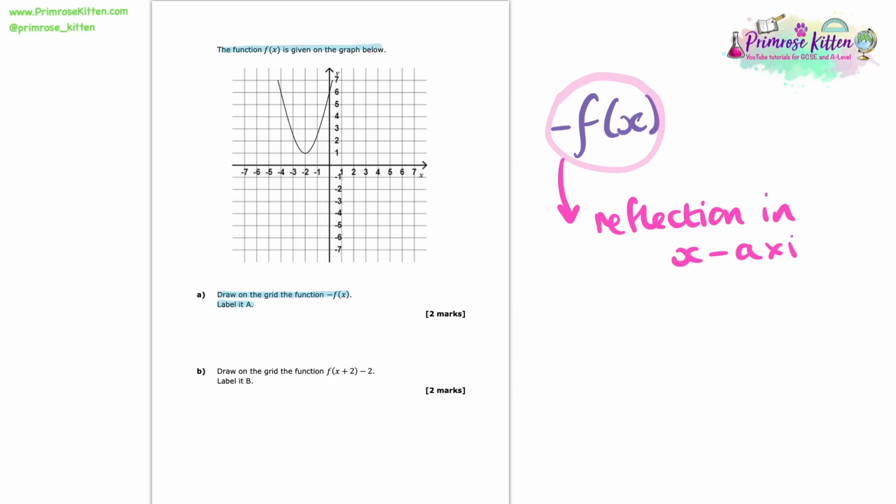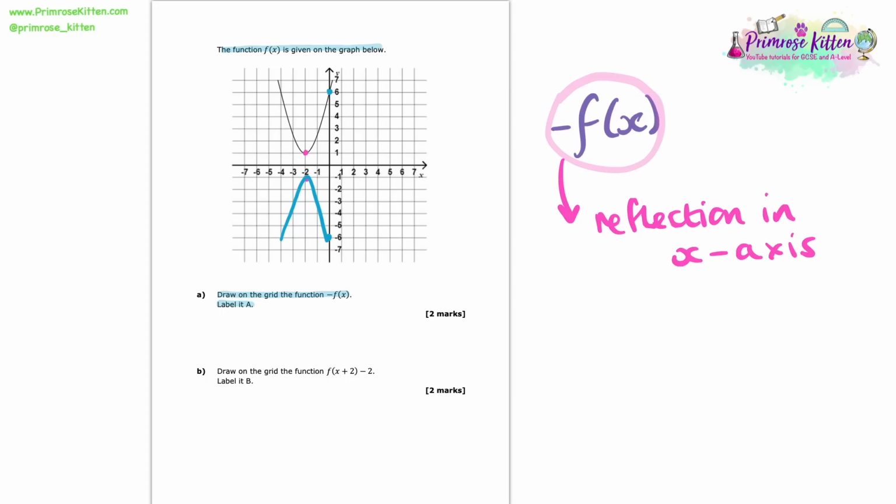We need to look at the x-axis and reflect any of the key points. So if we look at the minimum point of this curve at the moment, which is at the coordinate minus 2, 1, if we reflect that in the x-axis, that gives us the coordinate of minus 2, minus 1. Likewise, this point where the curve crosses the y-axis, which is the coordinate 0, 6, when we reflect it, it's going to be 0, minus 6. So now we've got enough points to draw the reflection here. And remember, it's just a sketch. So long as you've got some of the key points in the key place and the general shape is correct, then you will get your marks.